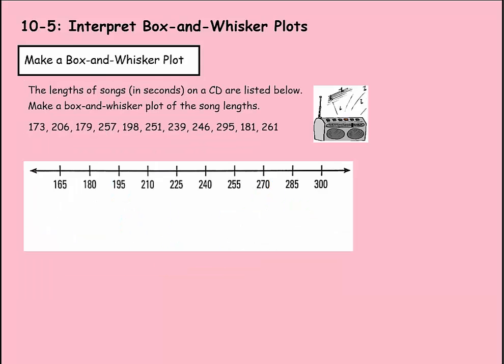First, let's make a box and whisker plot. It says the lengths of songs in seconds on a CD are listed below. Make a box and whisker plot of the song lengths. So we have all this list of numbers here, and what we need to do is list this from least to greatest.